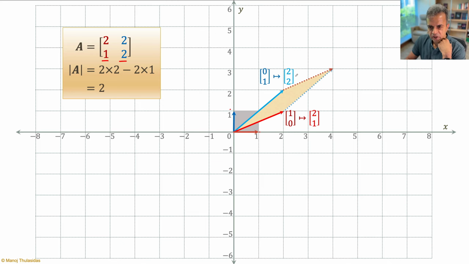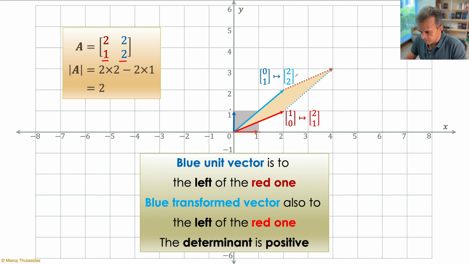Now, the determinant as you computed there is 2 times 2 minus 1 times 2, that is 2, that is positive. So to put that in words of single syllable, blue unit vector is to the left of the red one, and blue transform vector also is to the left of the red one. So the determinant is positive.